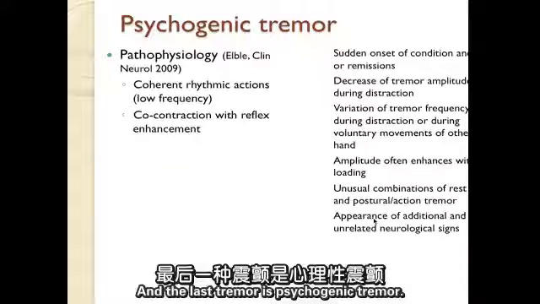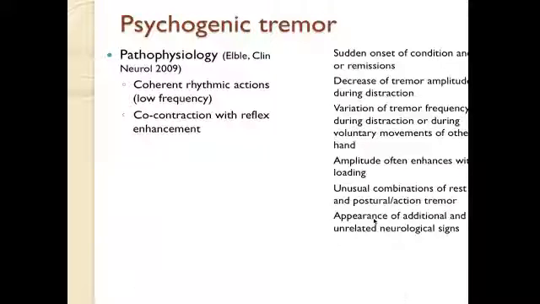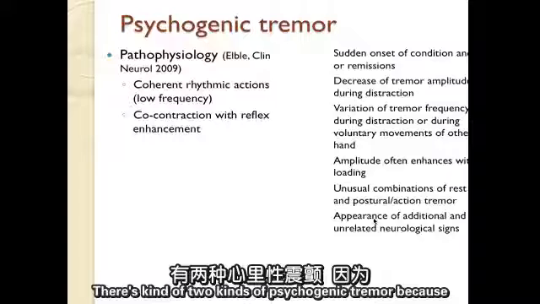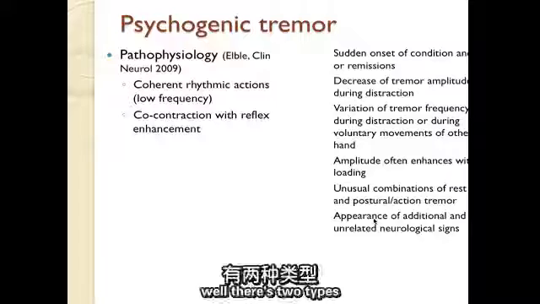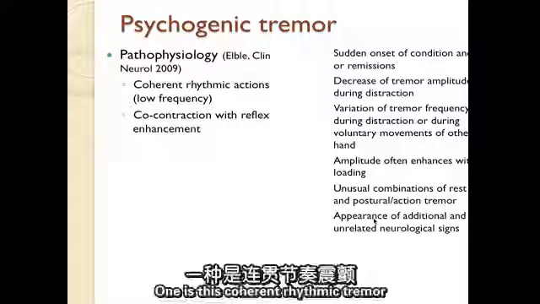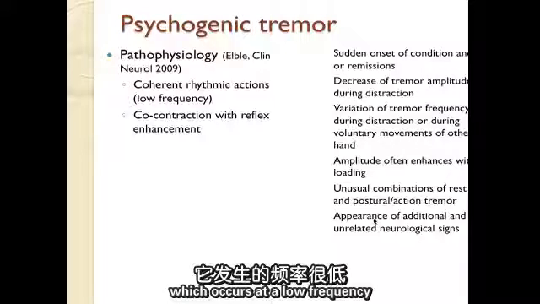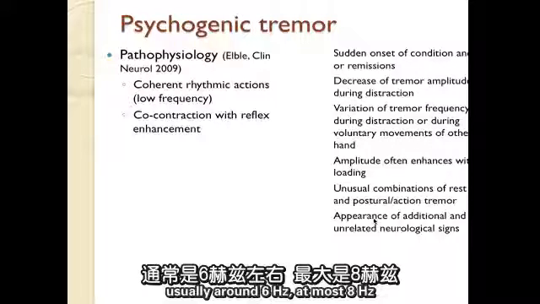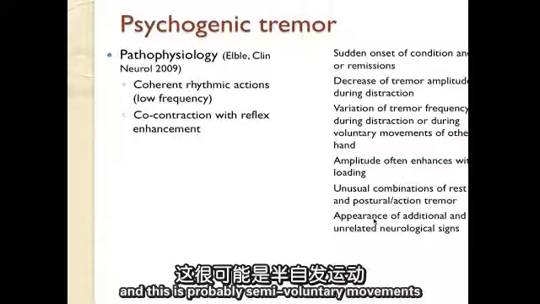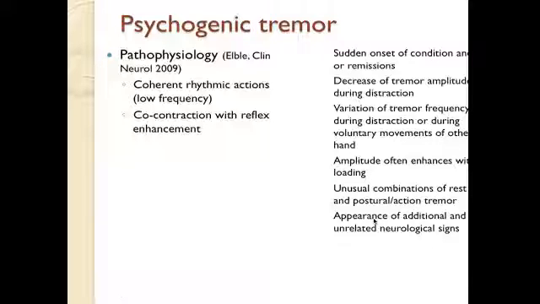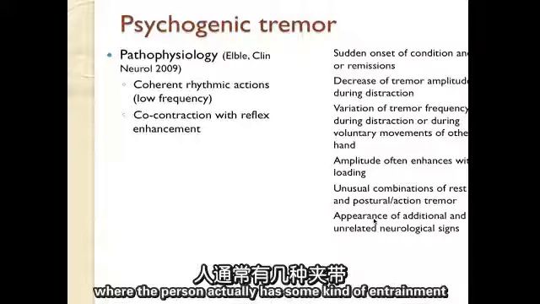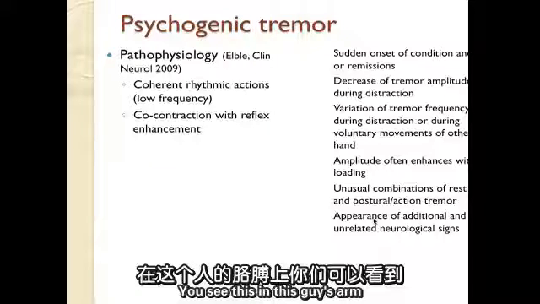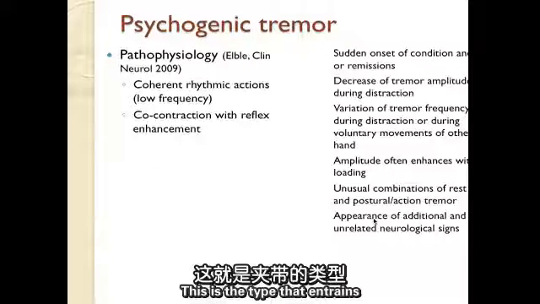And the last tremor is psychogenic tremor. There's kind of two kinds of psychogenic tremor because, well, there's two types. One is this coherent rhythmic tremor, which occurs at a low frequency, usually around 6 hertz, at most 8 hertz. And this is probably semi-voluntary movements where the person actually has some kind of entrainment. You see this in this guy's arm. This is the type that entrains.